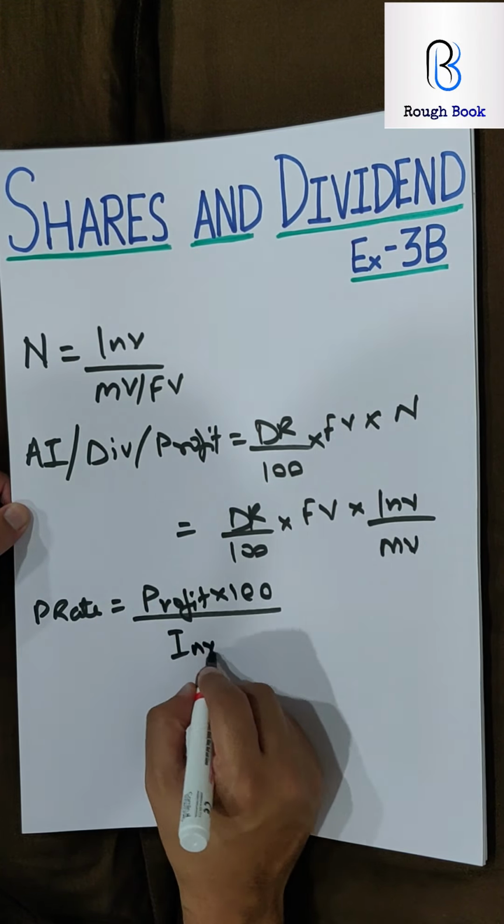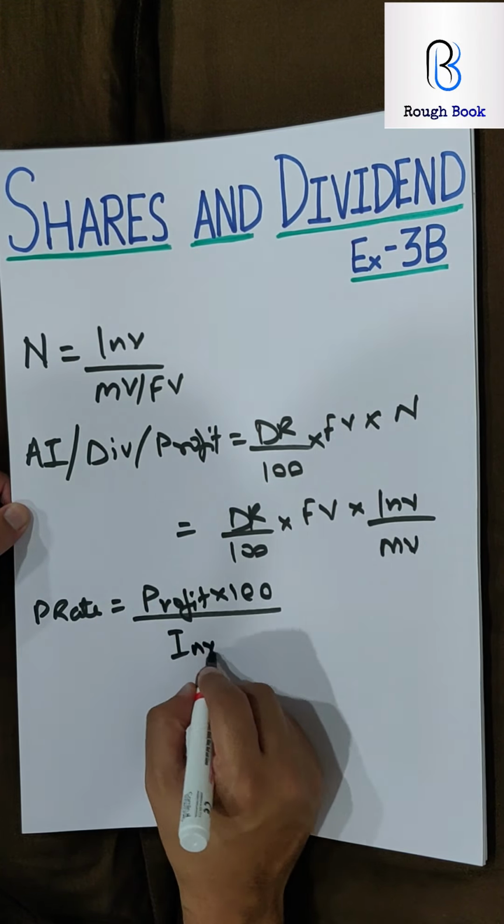Now this same thing, profit rate or percent return, we can find by another formula which is easier than this. Because for this formula you have to find the profit first and then substitute that. But skipping this, we can directly find it using this formula. DR into FV, PR into MV. So here DR is your dividend rate, FV face value, PR percent return, MV market value. This is the most important formula, very effective.